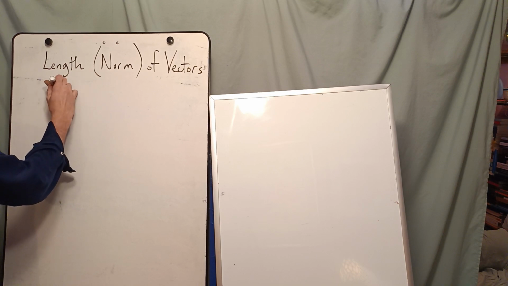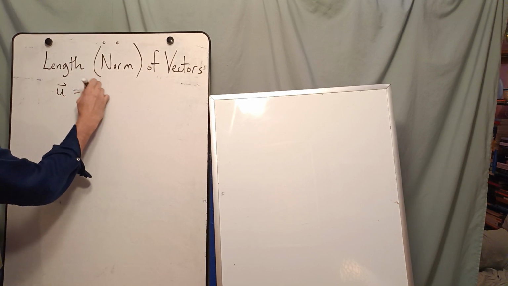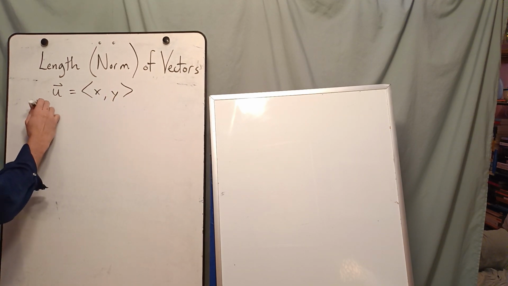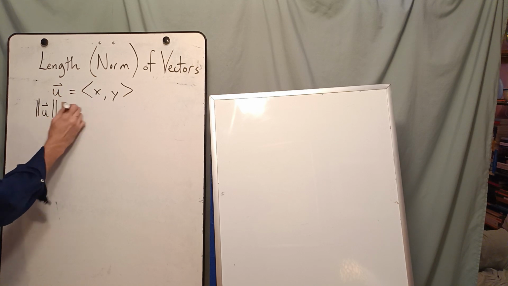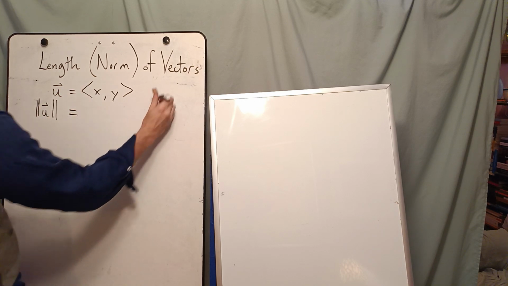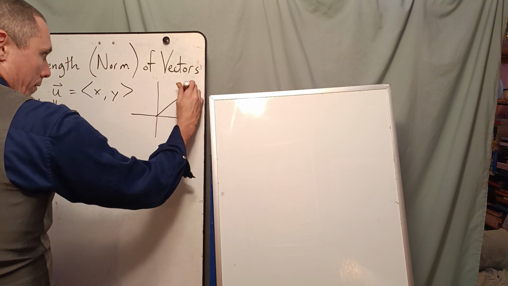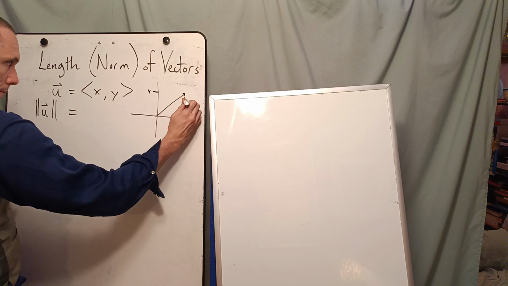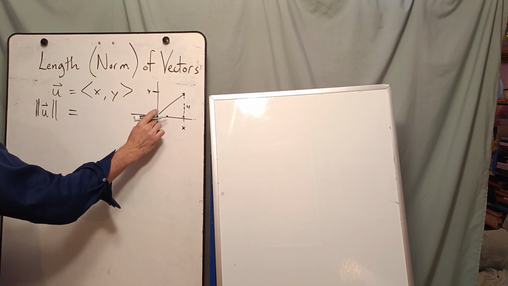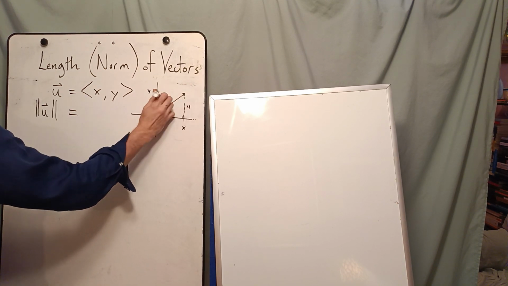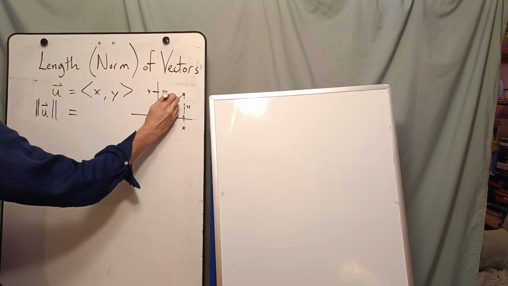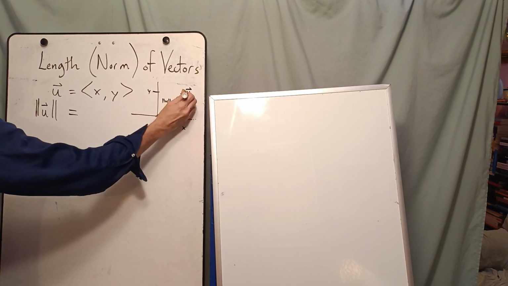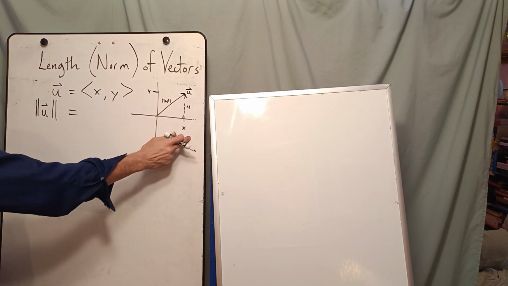Let's say that we have in component form some vector given by (x, y). Then the norm of this vector is the length of the corresponding arrow. And as you might imagine, this is going to have something to do with the Pythagorean theorem, because we know that this length squared is going to be equal to the sum of the squares of the components.